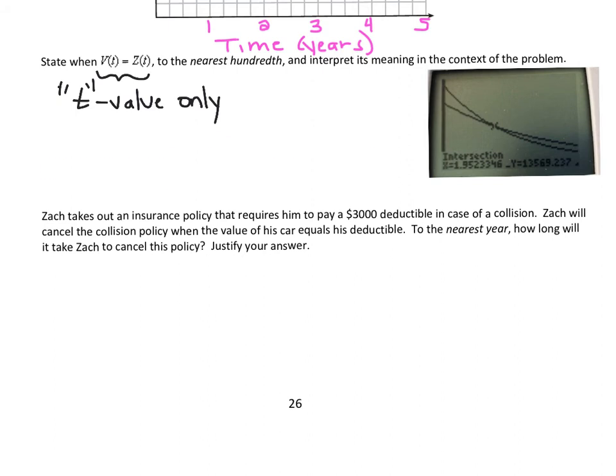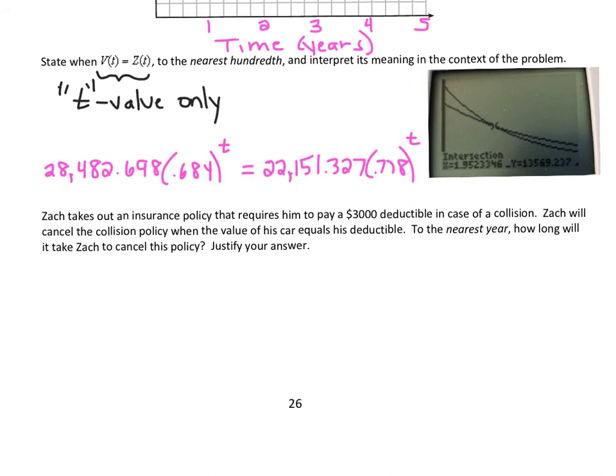The reason why is, if I were to take v of t, which is this, and set it equal to z of t, which is this, and solve this equation, see how there's only t's in the equation? That's why we only care about the t value, which represents x in this case, of the point of intersection. This is really what's important to us. They want us to round it to the nearest hundredth. So t is equal to 1.95. That is the answer to this.